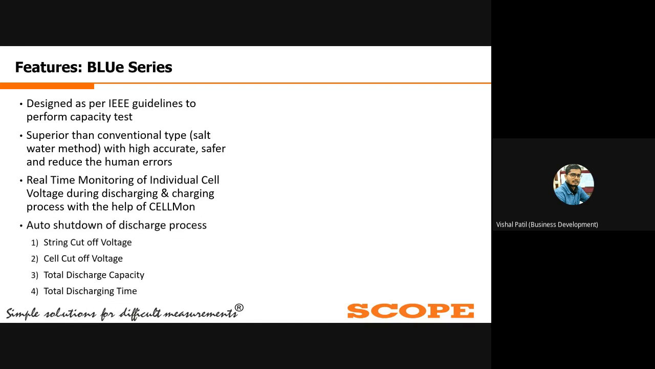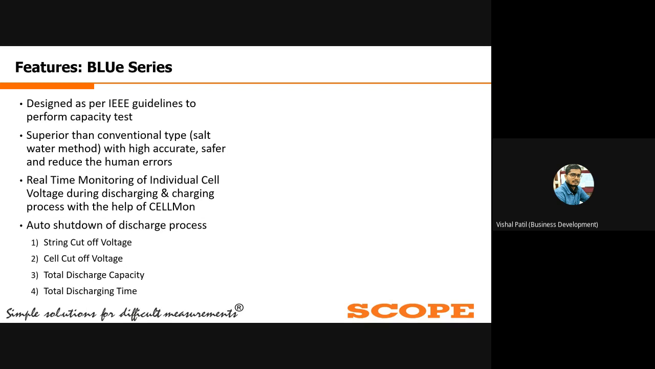We have also incorporated a few interlocks in the discharge process, so that the process will be stopped if the string cutoff voltage or electrical critical voltage for the entire battery bank is reached. Then our test will be paused. If you are using the cell monitoring devices and during discharge, for example, there are 110 cells, and the 88th cell has reduced its voltage during discharge below its critical voltage, then our Cellmon will detect that drop in voltage, and it will send the command to our main battery loading unit to stop the discharge test.